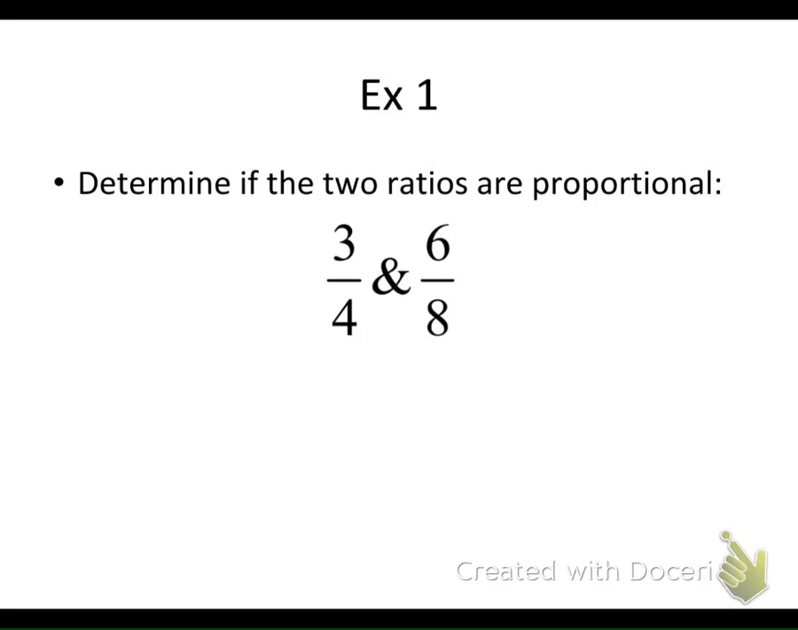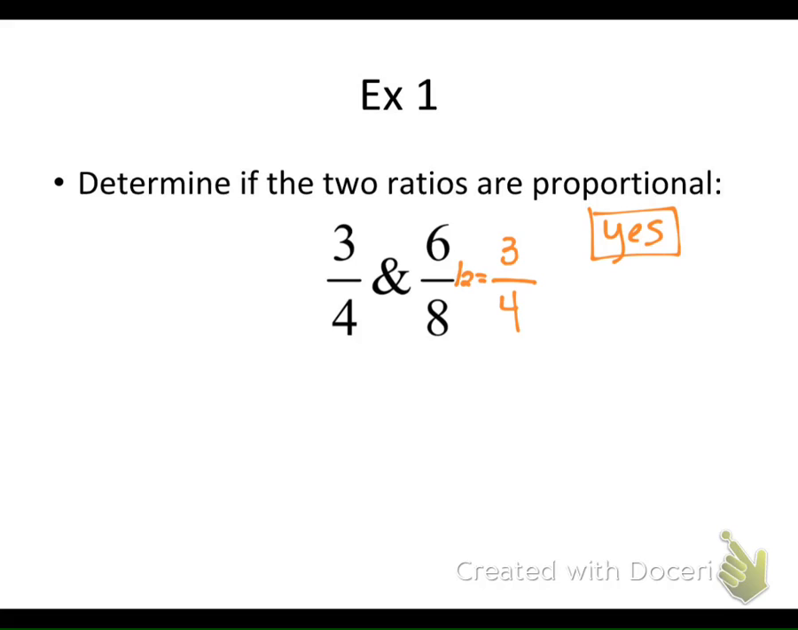No. So we can go ahead and simplify 6 over 8 by 2. Good, Nick. So 6 divided by 2 is 3, and 8 divided by 2 is 4. So when we simplify 6/8, are these two ratios proportional? Do they equal one another? Yes. So these two ratios are proportional. We just simply put the word yes and box it.